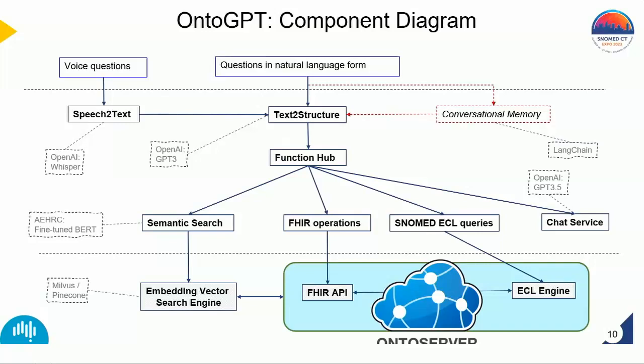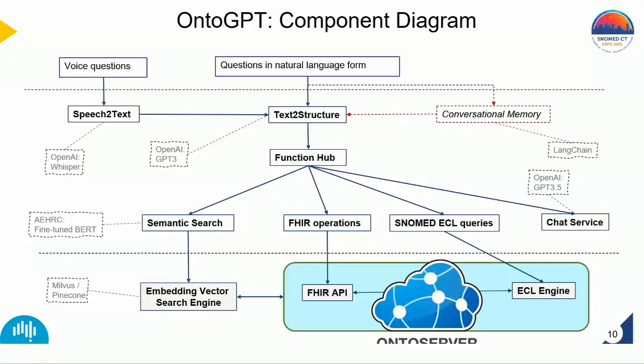Input can take the form of either voice or text. In case of a voice question, the speech-to-text component powered by the OpenAI Whisper library converts it into text format. The text question passes through the text-to-structure component, which identifies the structure of the command corresponding to the OntoGPT function being called. Here, we fine-tune GPT-3 to translate text questions into structured commands.